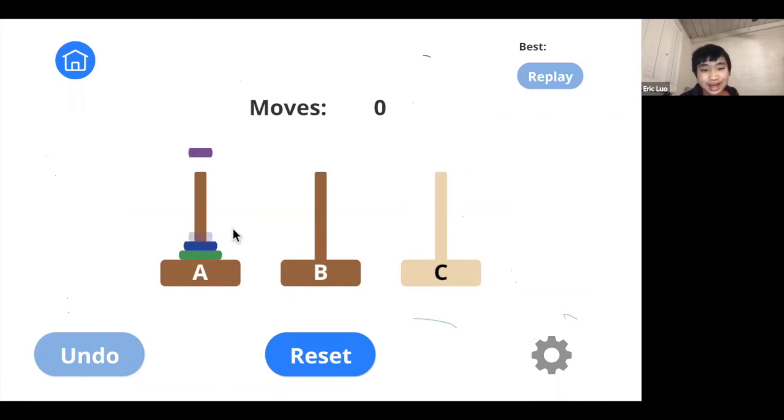So this purple one, you actually can't move it to B, like cannot move rings to pegs of the same color. You have to move it to C. So if you want to move the purple from A to B, you have to first move it to C. That's basically the idea.